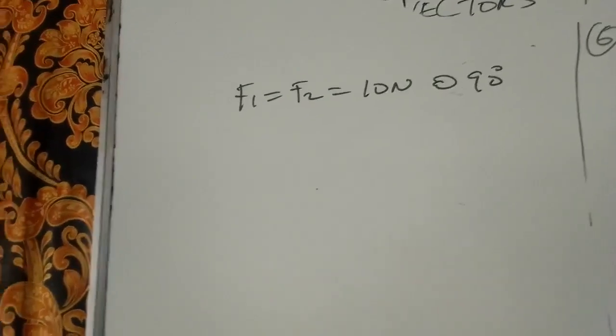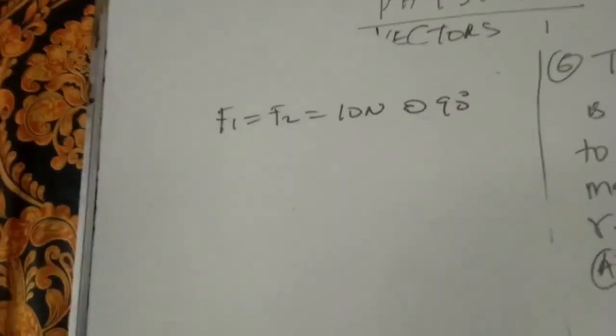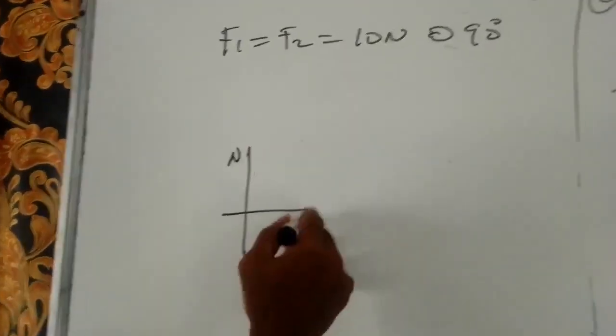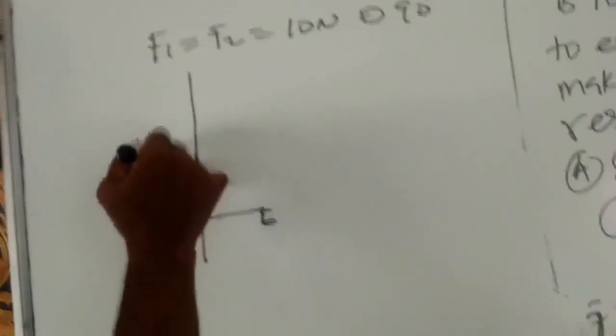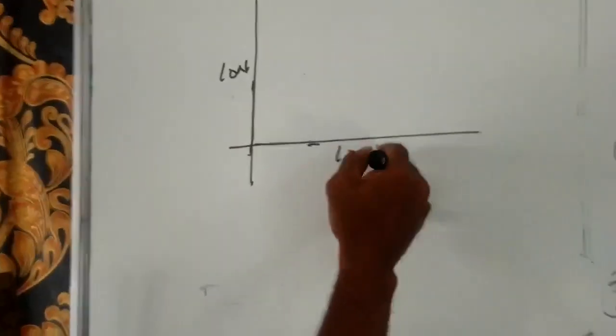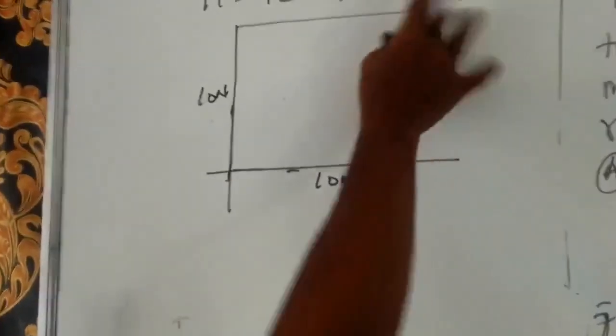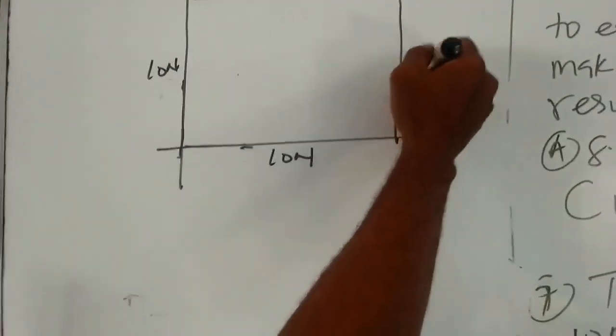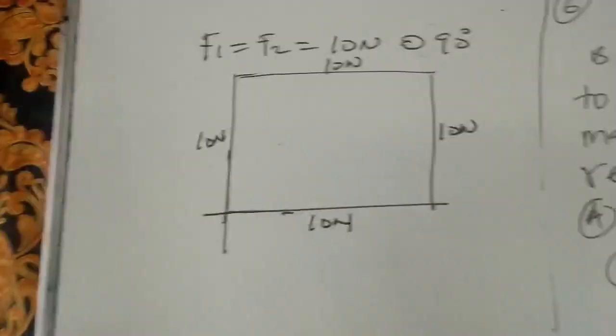Because one is adding due north, like adding due east. So we can get the cardinal point. This is the north, this is the east direction. So one adds due north, 10 Newton, and the one that adds due east is also the same 10 Newton. They are equal to each other. That means we are drawing a kind of square. A square has four sides equal, 10, 10, all round.